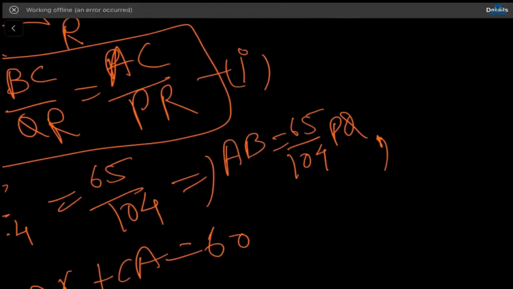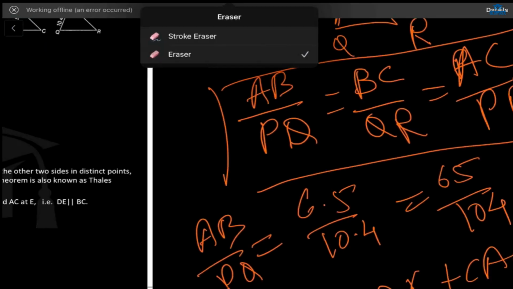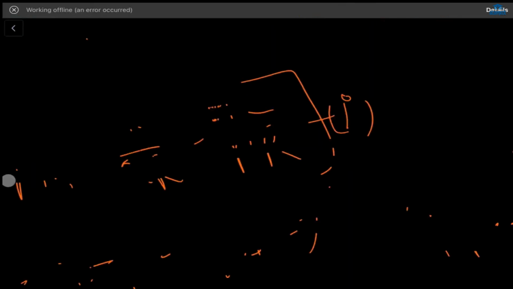Because their ratios are the same, BC can be written as 65 by 104 multiplied by QR. Ma'am, I'm not getting this. Okay, I will write it again. Can you do it just once again? Great. Okay, now this time, see.